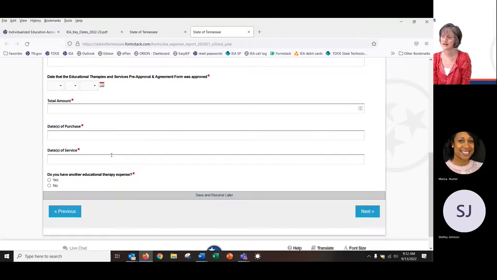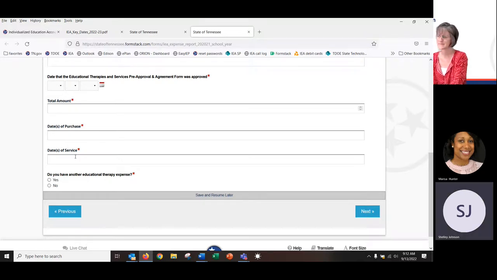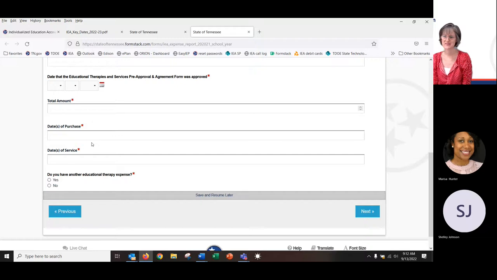Shelly, I'm confused here already. Tell me the dates of purchase versus the dates of service. What's the difference here? The date of purchase is going to be the day that you actually made payment, where the date of service is going to be the dates that you had the services provided. Thank you. That makes so much sense. So the date your child saw the therapist is your date of service, but the date that you paid the therapist is your date of purchase. Thank you.